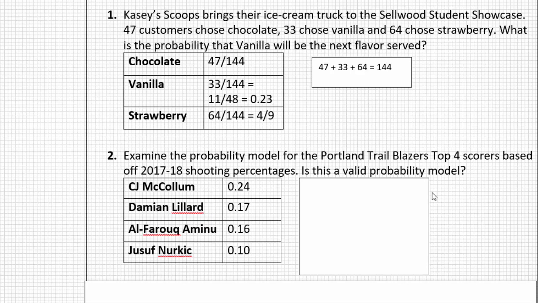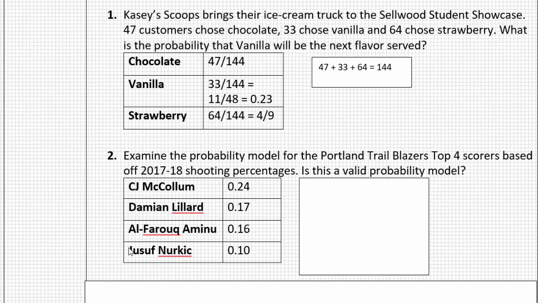So going back to that fact that we talked about at the start of this lesson. Here are their top 4 shooters of last season. CJ McCollum, 24%, Damian Lillard, 17%, Al-Farouq Aminu, 16%, and Jusuf Nurkic, 10%. We want to know, is this valid? Well, you refer back up to your notes. Valid probability means that we're taking in 100% of their data on points scored and shooting percentages.